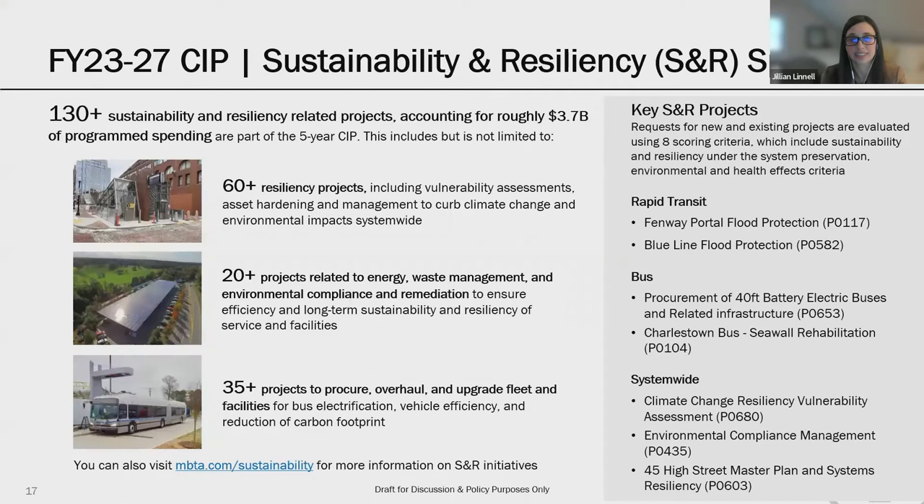And finally, a quick look at the range of sustainability and resiliency investments included in the MBTA CIP, which includes over 130 projects, accounting for roughly $3.7 billion in program spending. There are over 60 resiliency projects, including vulnerability assessments, asset management, and asset hardening to curb climate change and environmental impacts system-wide. There are also over 20 projects related to energy, waste management, and environmental compliance and remediation to ensure efficiency and long-term sustainability and resiliency of our service and our facilities.